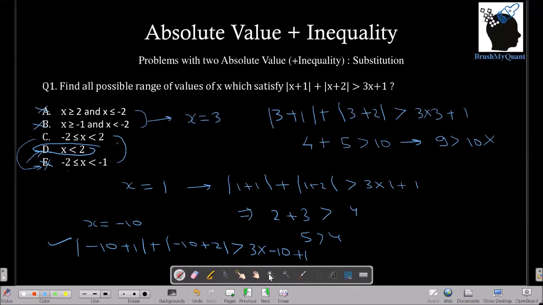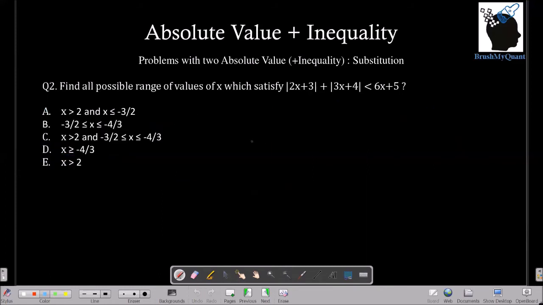Let's try one more. You can pause the video and give it a shot. Okay, so let's try this. Find all possible range of values of x which satisfy this inequality. And again, a couple of option choices are given to us. Let's see which option choices are similar. So we can see that these two are similar.